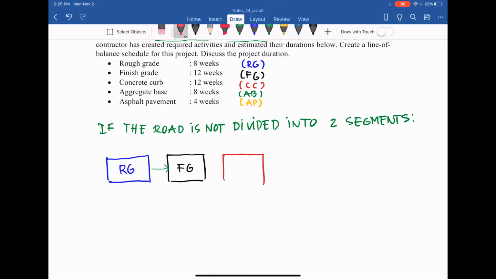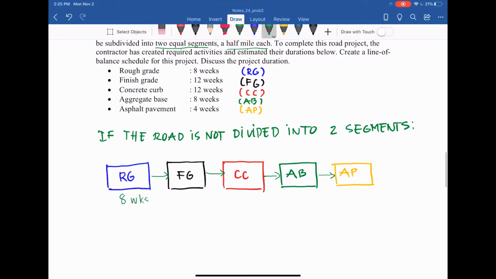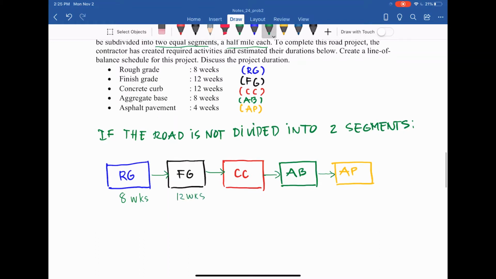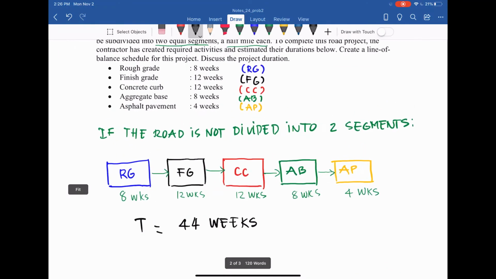following, concrete curb. And then we have aggregate base. And lastly, we have asphalt pavement, AP. Then we have this for the whole 1 mile. We have 8 weeks, this is 12 weeks, this is 12, this is 8, and 4 weeks for asphalt pavement. Then the duration for this path is 8 plus 12 plus 12 plus 8 plus 4. We have 44 weeks. The duration to do this road is 44 weeks.